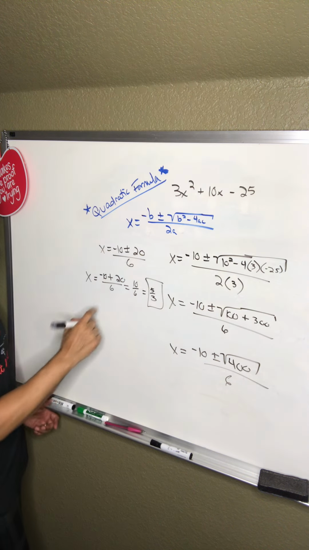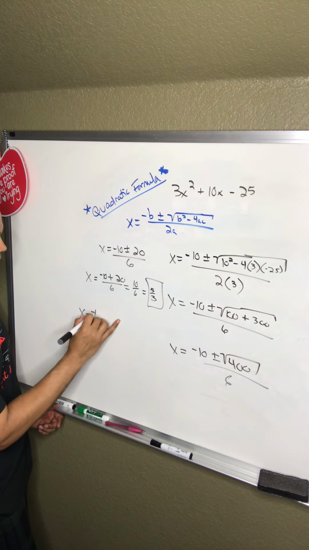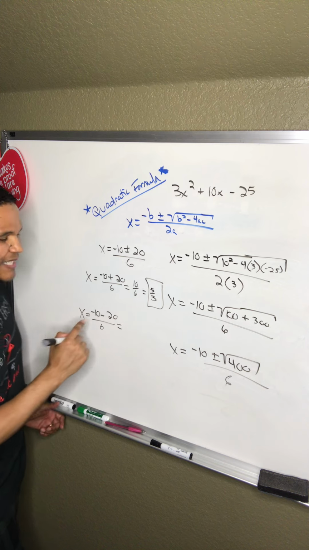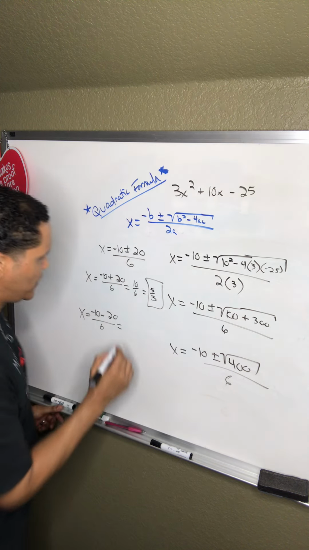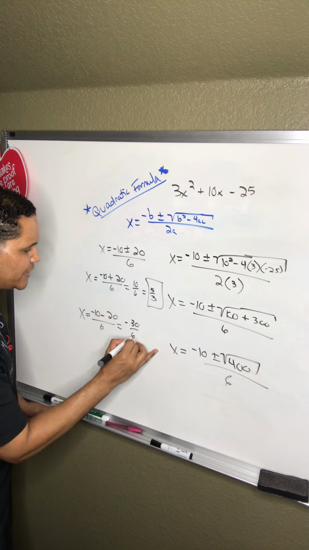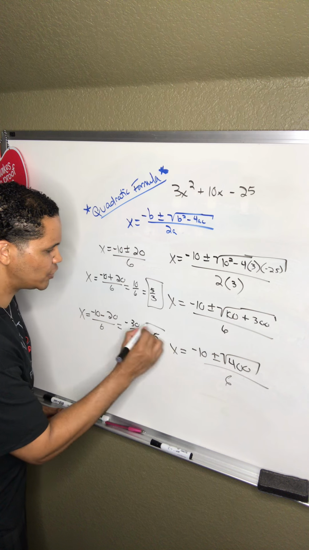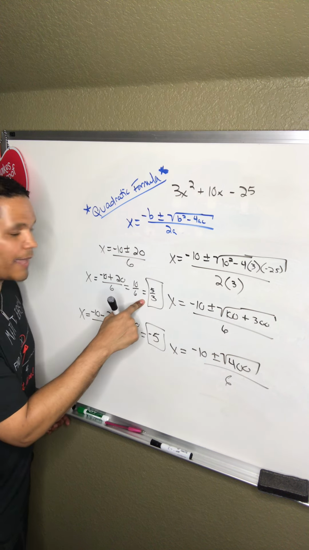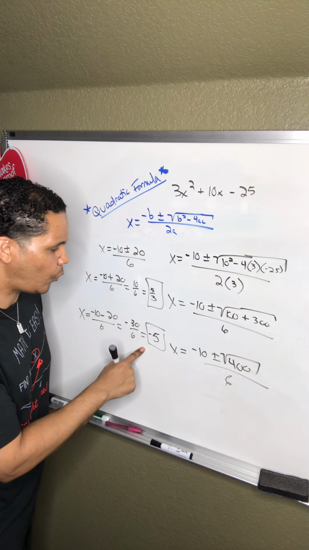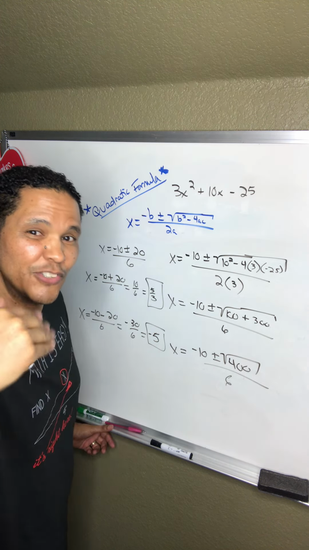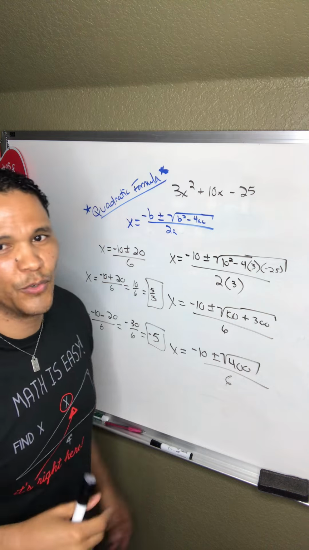Got it? All right, and here's our other one. So x equals negative 10 minus 20 over 6. So what is negative 10 minus 20? Negative 30 over 6. And negative 30 divided by 6 is negative 5. So our two answers are 5 over 3 and negative 5. Those are our x values, our x-intercepts, our solutions, our roots, all of those things.